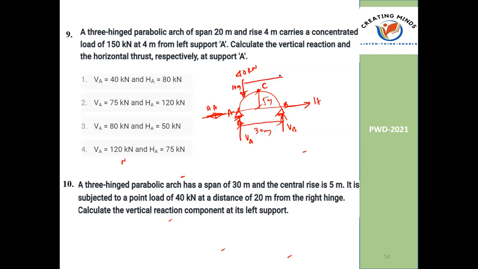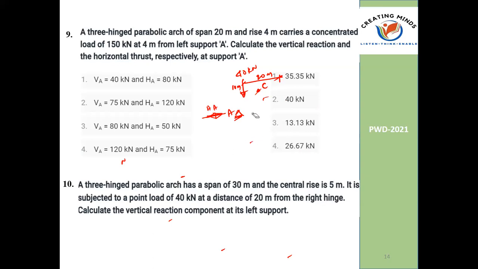Compute VA, only VA. What is the value of VA now? 80/3, sir. 26.67. Yes, the option is D. Good.